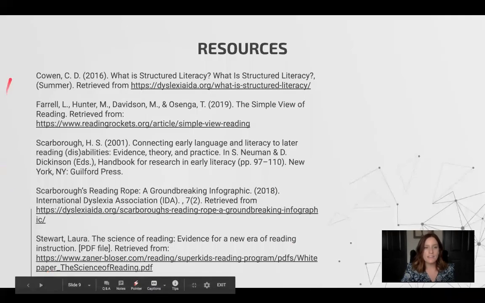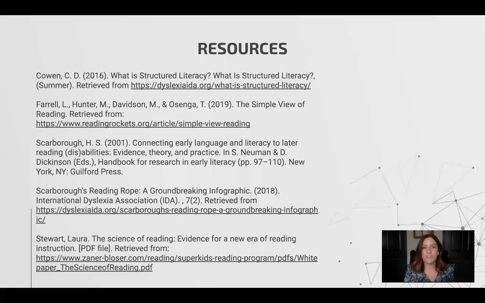resources here. These are things that I have researched in order to share this with you today, and I encourage you to seek out these resources and come to your own understanding of what is the science of teaching reading, and we're all growing together.